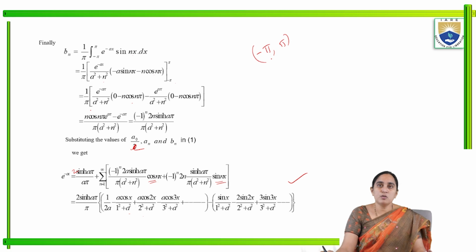But here one more concept is there. If the interval is minus pi comma pi, first we have to verify whether the function is even or odd. If the function is neither even nor odd, we have to follow the same procedure for finding a naught, a_n and b_n values. If within the interval minus pi comma pi the given function is either even or odd, then there is a different formula. We will discuss that concept in the next class.